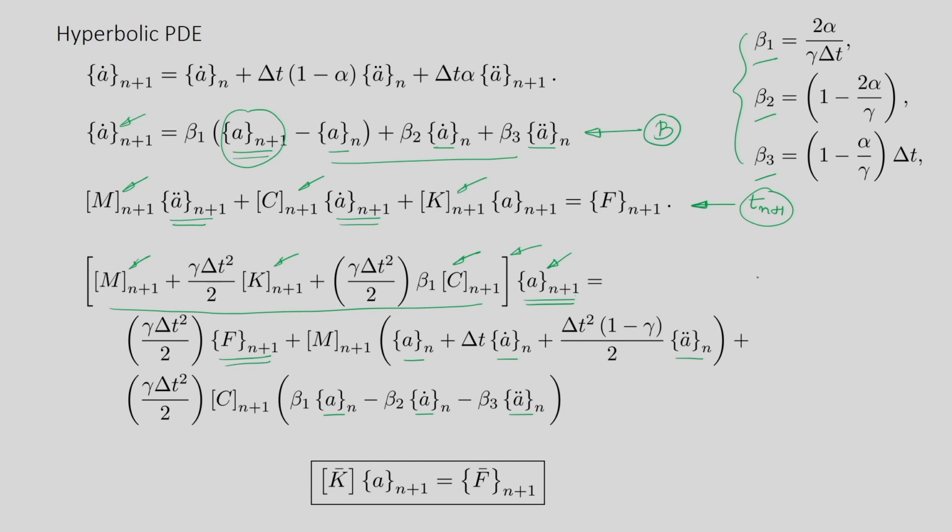Alright. So this equation has been rewritten in the compact form as k bar times A n plus 1 is equal to f bar n plus 1. So f bar n plus 1 is basically containing these many terms. Okay, this is a vector. Alright, and to obtain that we need the displacement, velocity and acceleration at nth instant and the force at n plus 1th instant.